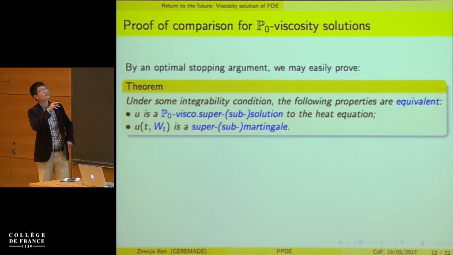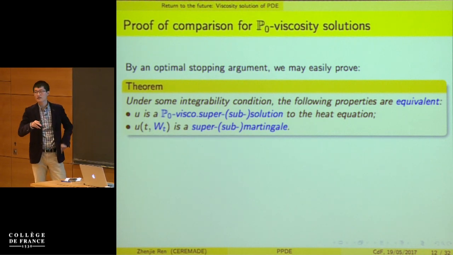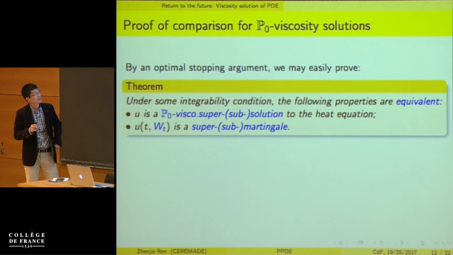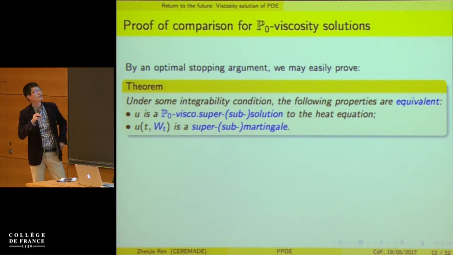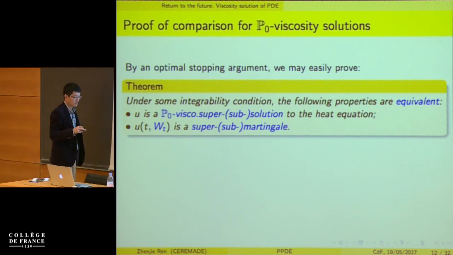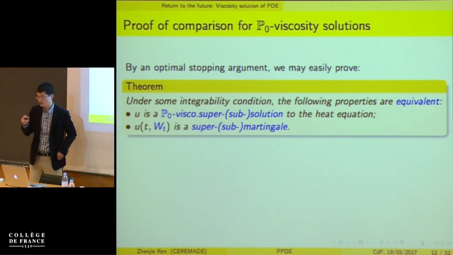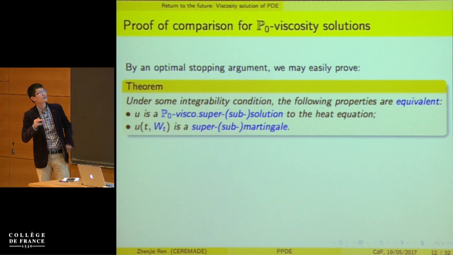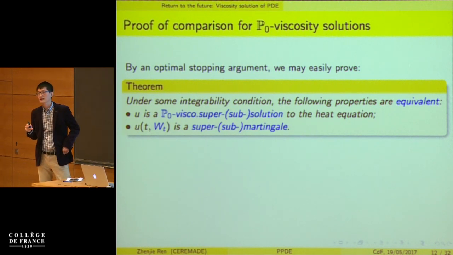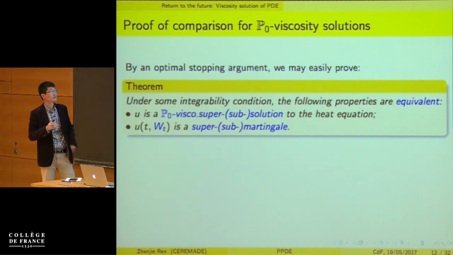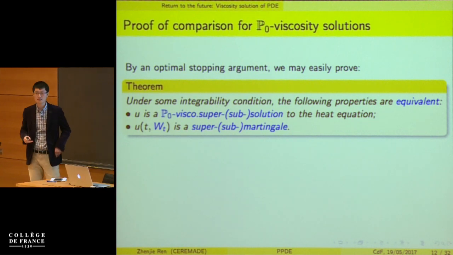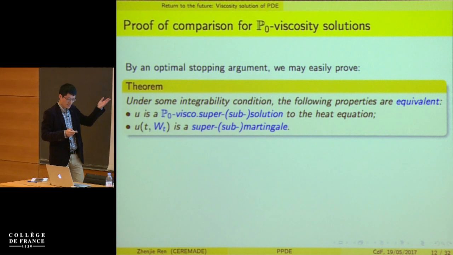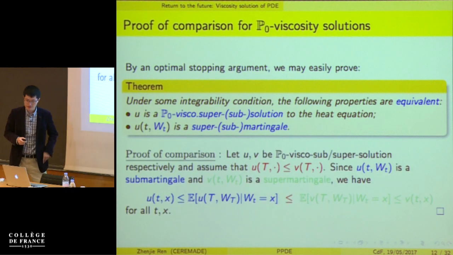We can prove that under some integrability condition, instead of more regularity condition, the following facts are equivalent. U is a P0 viscosity super solution if and only if the process U(t) is a P0 super martingale. And the same story holds for the sub-solution and the sub-martingale. And using this lemma, we can prove the comparison in 5 lines.